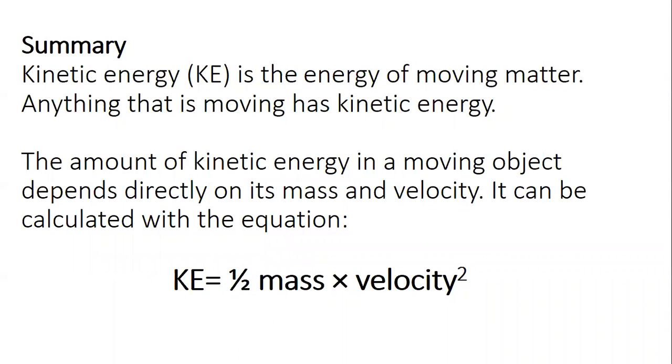So in summary, kinetic energy, KE, is the energy of moving matter. Anything that is moving has kinetic energy. The amount of kinetic energy in a moving object depends directly on its mass and velocity. It can be calculated with the equation KE equals 1/2 mass times velocity squared.